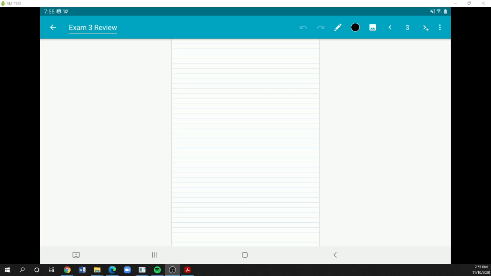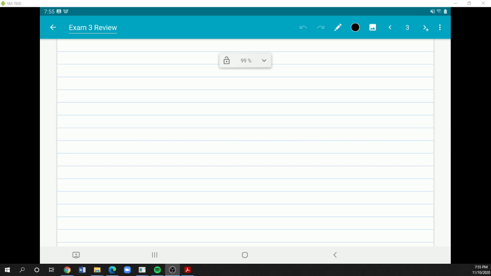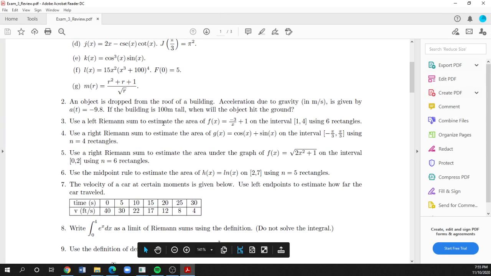All right, problem number 2 on the review. So this one, the setup is an object is dropped from the roof of a building, and the acceleration due to gravity is given by a of t equals minus 9.8, and it says the building is 100 meters tall, so when will the object hit the ground?